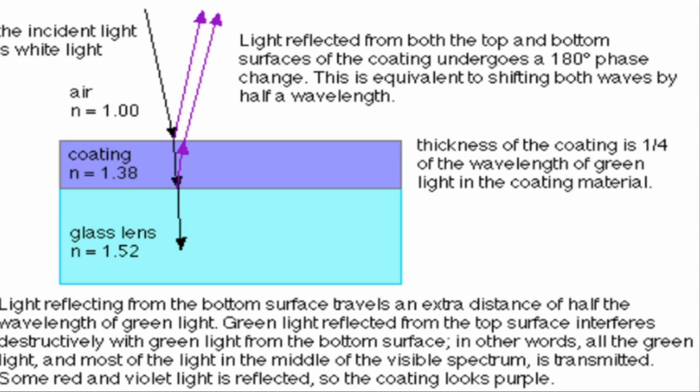Light reflected from both the top and bottom surfaces of the coating undergoes a 180 degree phase change. This is equivalent to shifting both waves by half a wavelength. The thickness of the coating is 1/4 of the wavelength of green light in the coating material. Light reflecting from the bottom surface travels an extra distance of half the wavelength of green light. Green light reflected from the top of the surface interferes destructively with green light from the bottom of the surface. In other words, all the green light and most of the light in the middle of the visible spectrum is transmitted. Some red and violet light is reflected, so the coating looks purple.